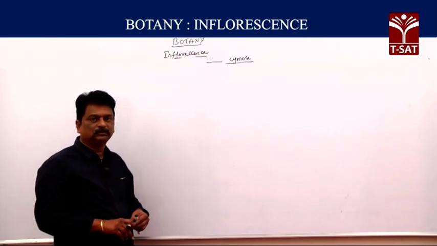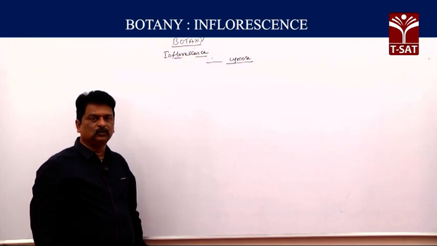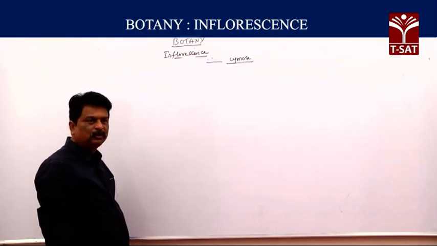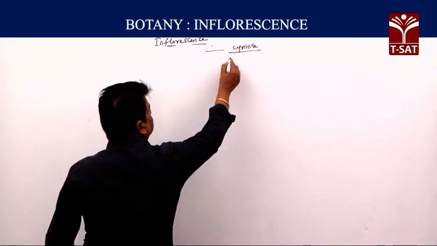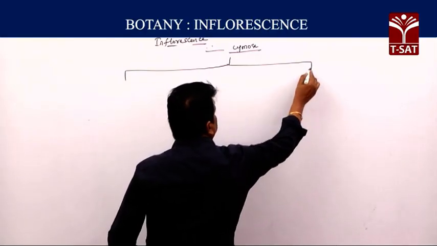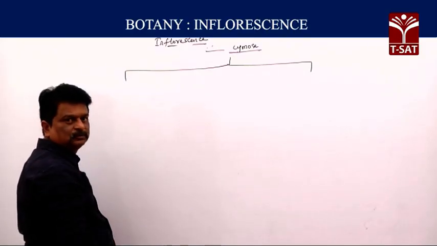And in cymose, arrangement of flowers is basipetal, older flowers at apex and younger flowers at base. And in cymose, opening of flowers is centrifugal. So cymose is of two types.